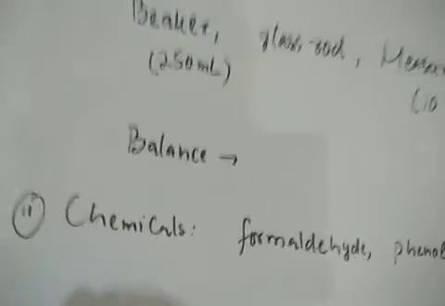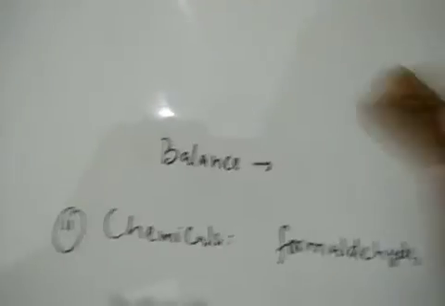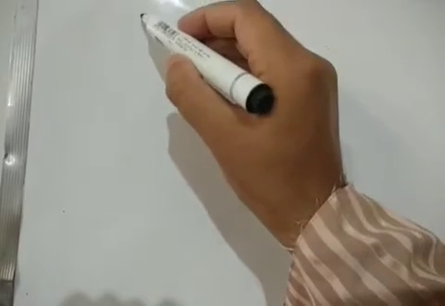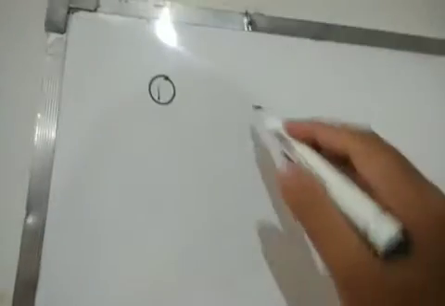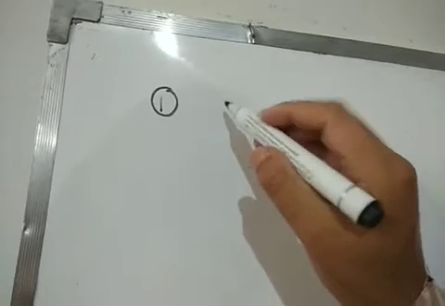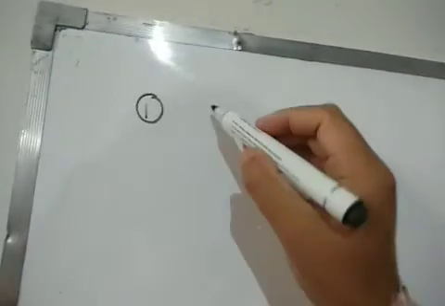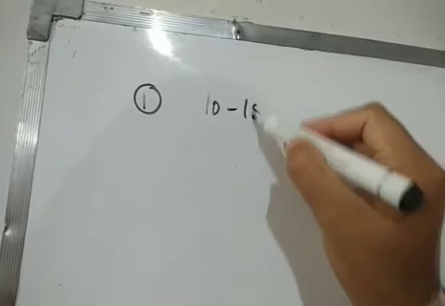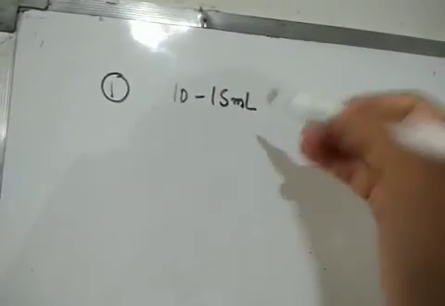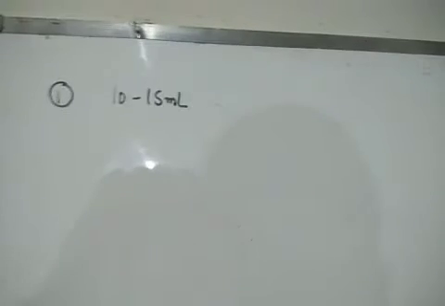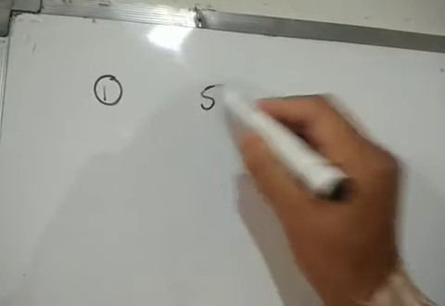So step number one: you can take 10 to 15 ml, but I suppose 10 to 15 ml quantity is zyada hogi. You take just 5 ml of formaldehyde. You take 5 ml of formaldehyde.